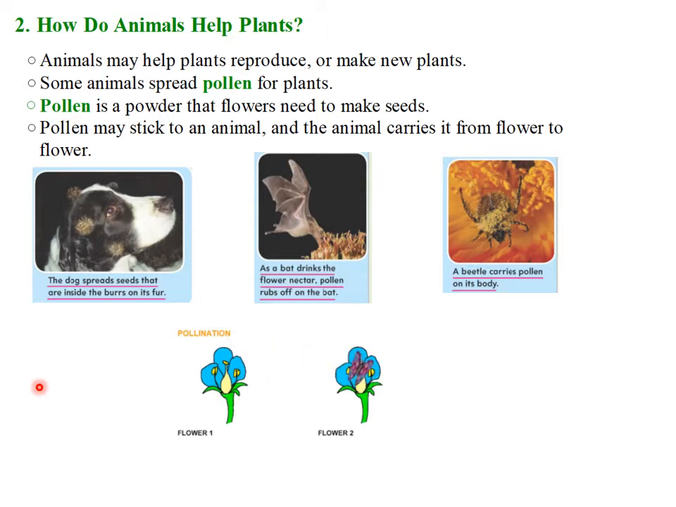Now here we have three pictures that show different types of animals that can spread seeds or pollen. For example, the dog spreads seeds that are inside the burrs on its fur. In the second picture, we can see that as a bat drinks the flower nectar, pollen rubs off on the bat. And in the third picture, we can see a beetle carrying pollen on its body. And in the last picture, we can see the process of pollination. We can see what occurs during pollination. The butterfly is carrying pollen from flower 1 to flower 2.